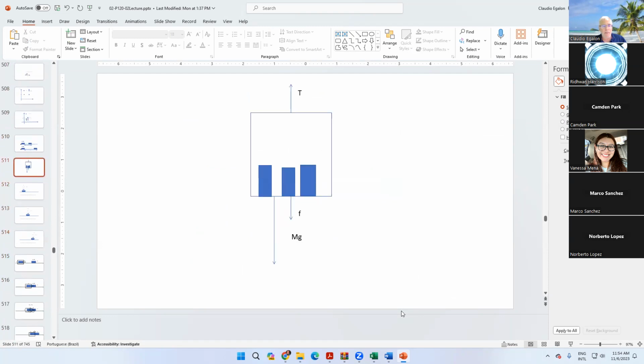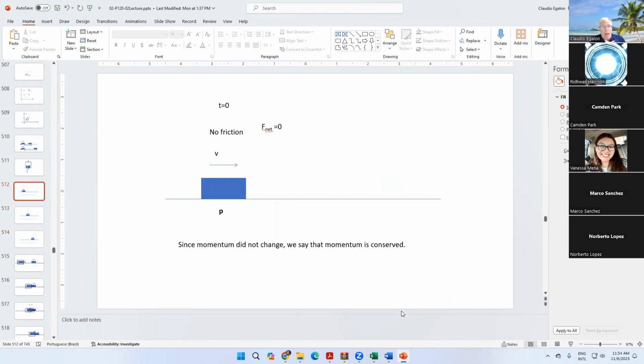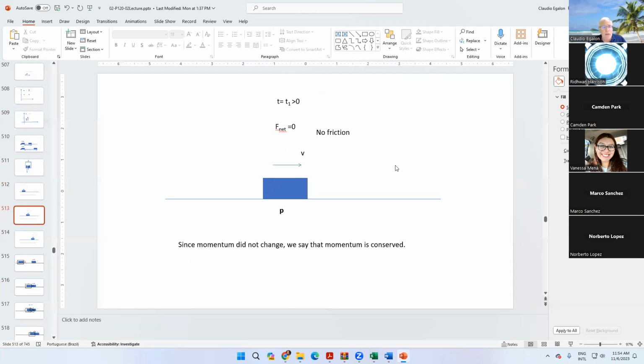Here you go. Okay, no friction. We have this block resting over a frictionless surface, and it's moving with constant velocity. Since there is no friction, at time t equal to 0 and later on at time t1, the object is going to be moving with the same velocity. mv here is going to be equal to mv here. That's the most obvious situation in which you're going to see conservation of momentum.